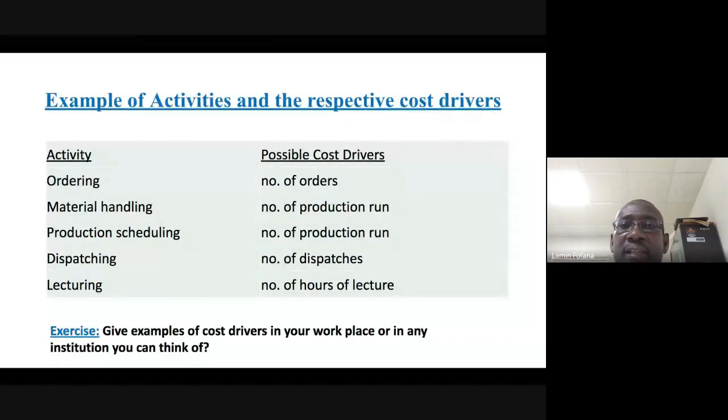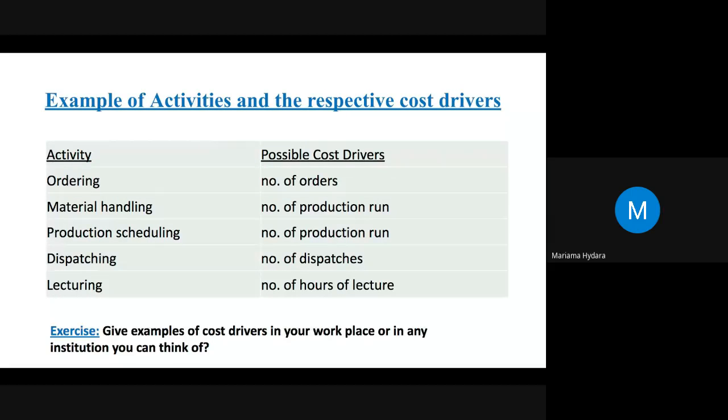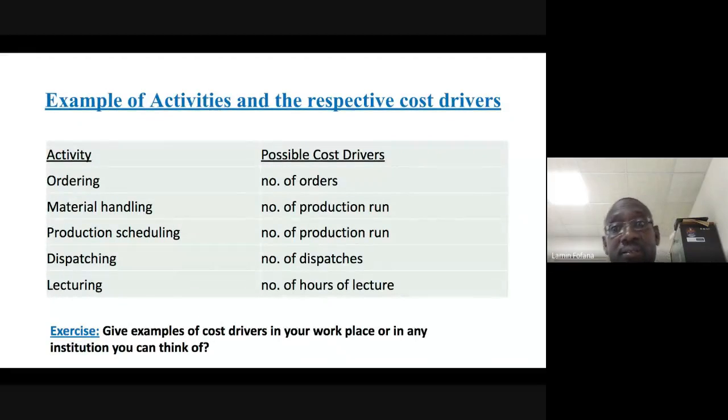Okay, Mariama works at Ajib. Mariama, what are some of the cost drivers that a bank can have, like if you want to apportion your overheads to your various products? The number of customers you are able to see, the number of customers each teller was able to see. Another cost driver could be the number of accounts that have been opened.